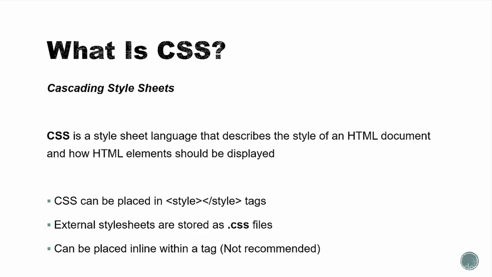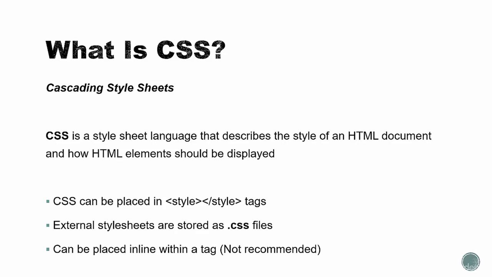You want to choose the next option, which is external style sheets, and these are stored in .css files. This is what you want to do in production, and it's really easy to do. You just need to use a link tag and then point to the source of the style sheet. And then you do have the third option of actually placing the CSS inline inside of the HTML tag in a style attribute, which is definitely not recommended. It's best to keep your HTML and CSS completely separate.